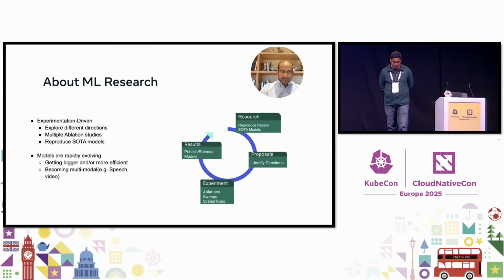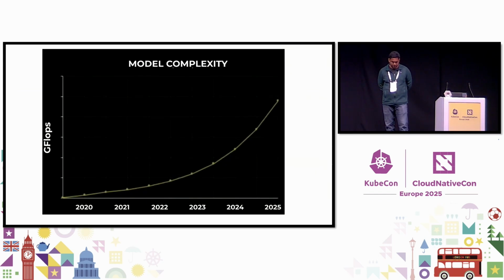If you followed the space, models have been rapidly evolving, getting bigger and more efficient of late. And if you look at this curve, the model complexity in terms of GFLOPS expressed is a really dramatic illustration of the complexity growth, right? We can safely assume that the curve is not going to meaningfully shift downwards, and be prepared to handle the scaling needs of ML training in the future.